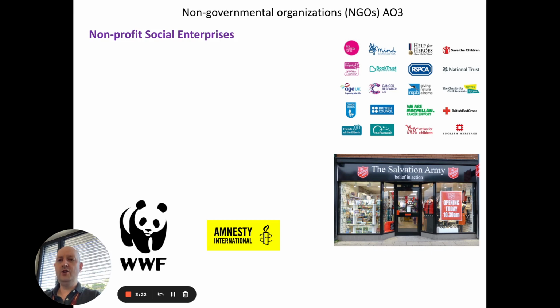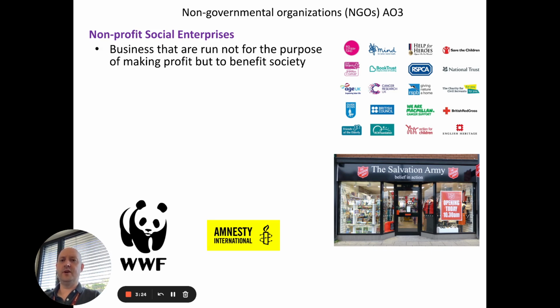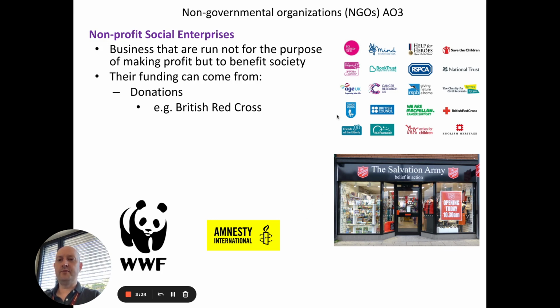The final thing is non-profit social enterprises. These are businesses that are run not for profit, but to benefit society. Now, where does funding come from? Well, it may well come from donations. On the right here, we have a lot of non-profit social enterprises in England, and most of these are charities. Charities get their money through donations.